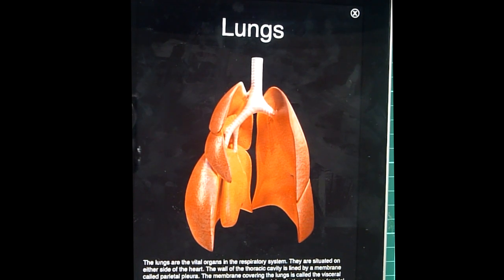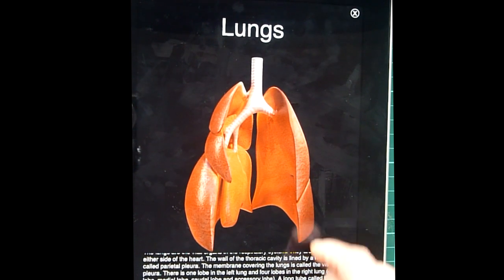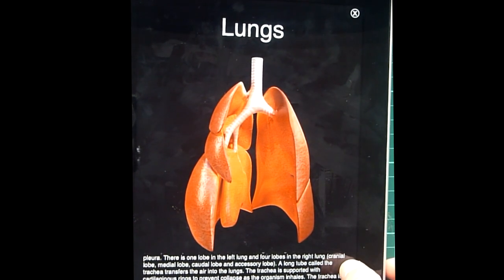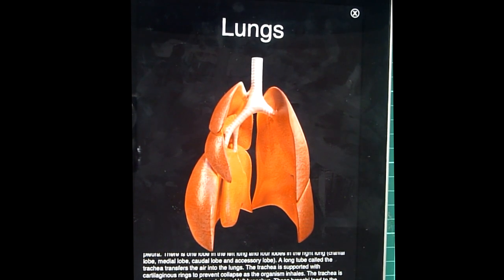There is one lobe in the left lung and 4 lobes in the right lung: cranial lobe, medial lobe, caudal lobe, and accessory lobe. A long tube called the trachea transfers the air into the lungs. The trachea is supported with cartilaginous rings to prevent collapse as the organism inhales.